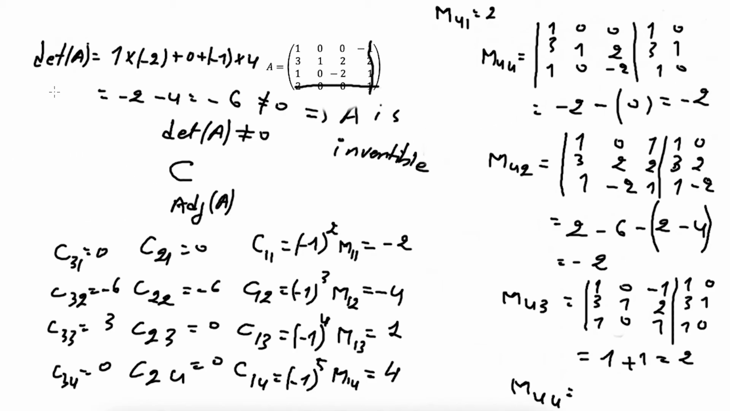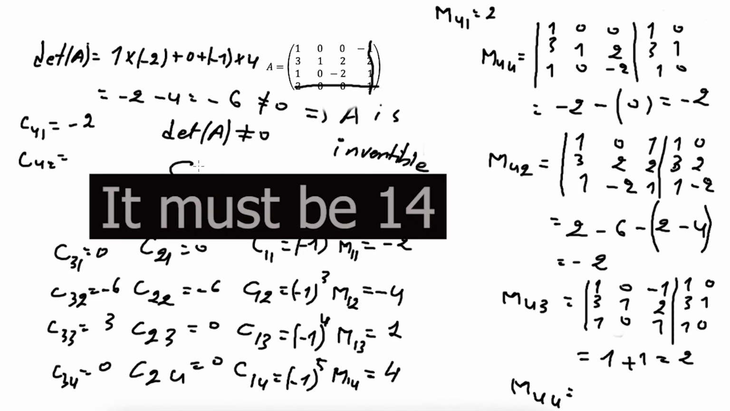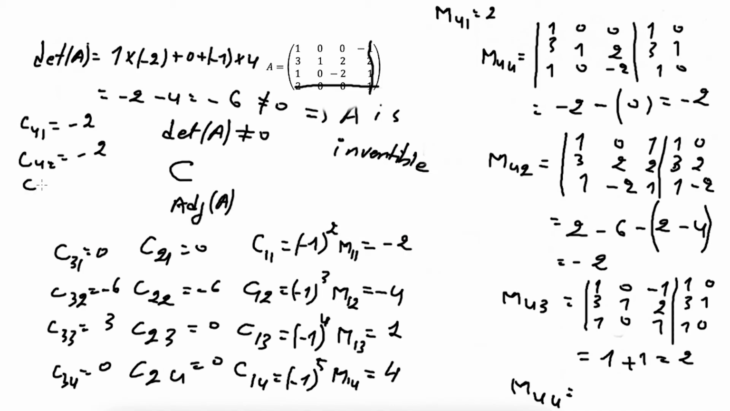So the cofactors will be C41, which here will be minus M41 because the sum is 5, so it will be minus 2, and C42 is equal to, here it will be the same as M42, so it will be minus 2 also, and C43, here the sum is 7, so it will be minus M43, which is 2, so it's minus 2, and C44, here the sum is 8, so it will be the same as M44, which is minus 2, so this is minus 2.